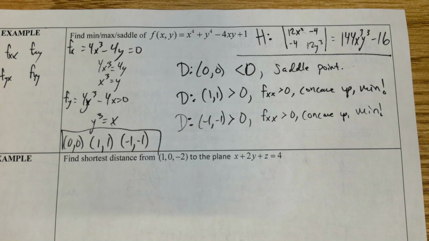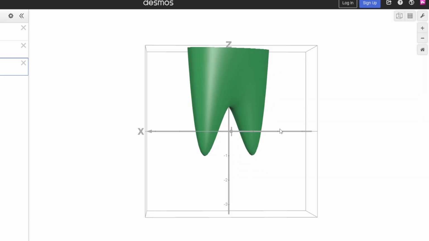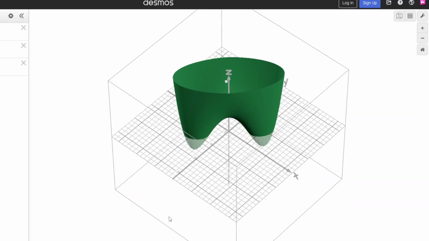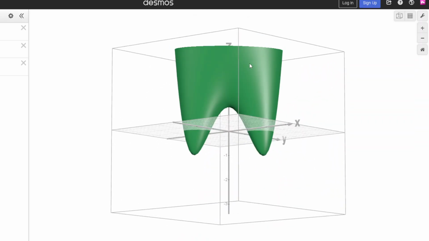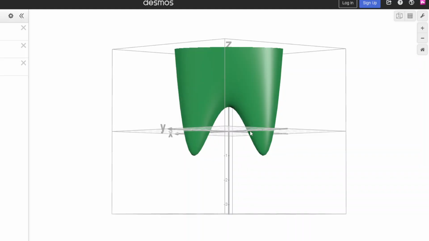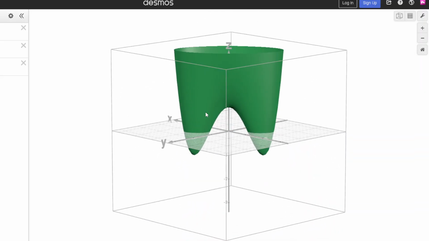So that's the work that we do when we're deciding mins, maxes, saddle points in Calc 3. And you can see our beauty over here. I have those two nice, stark mins, at 1, 1 and -1, -1, and you see that happy saddle point. This actually really looks like a pair of pants. This really looks like a saddle there as well.